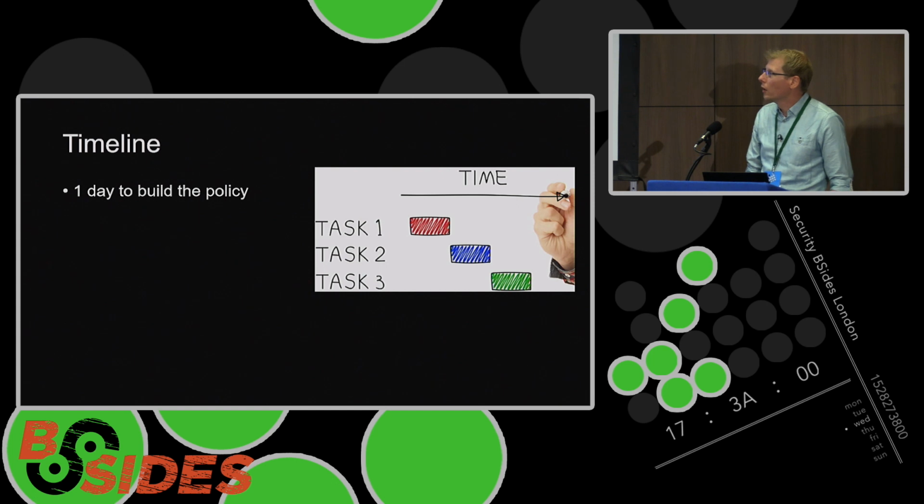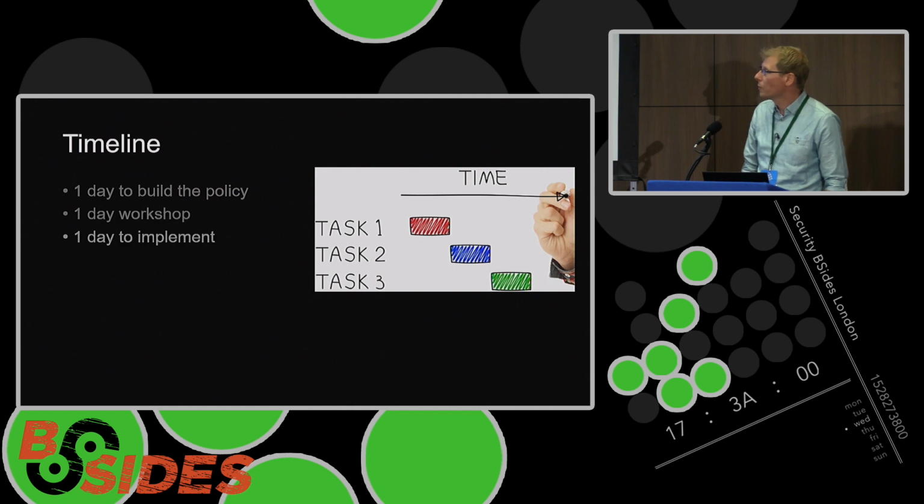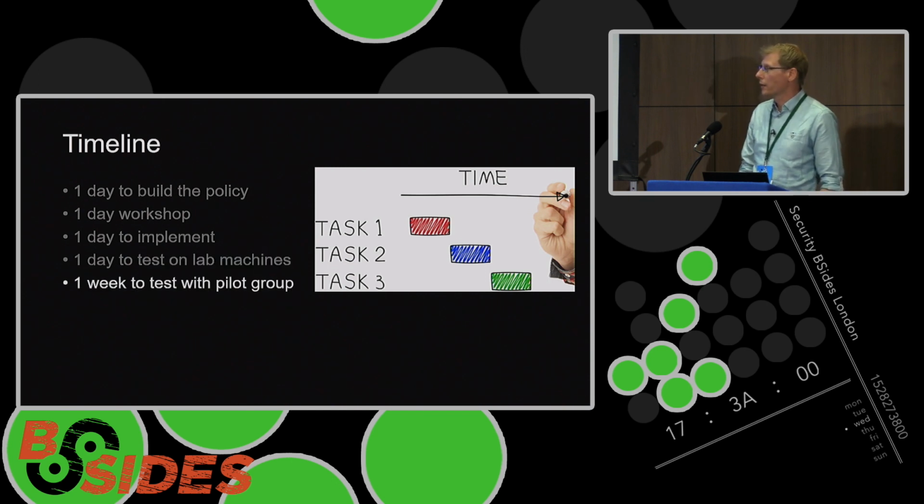Okay, so it took me about a day to build the original policy, to scan the machines and work out what was going on. Then it was a couple of hours for workshops with the engineering teams that actually managed the Windows workstation assets and built them. A day or so to implement the policy. A day to test the machines on a couple of virtual machines to make sure it didn't break anything fundamental. And then a week to test with a pilot group.